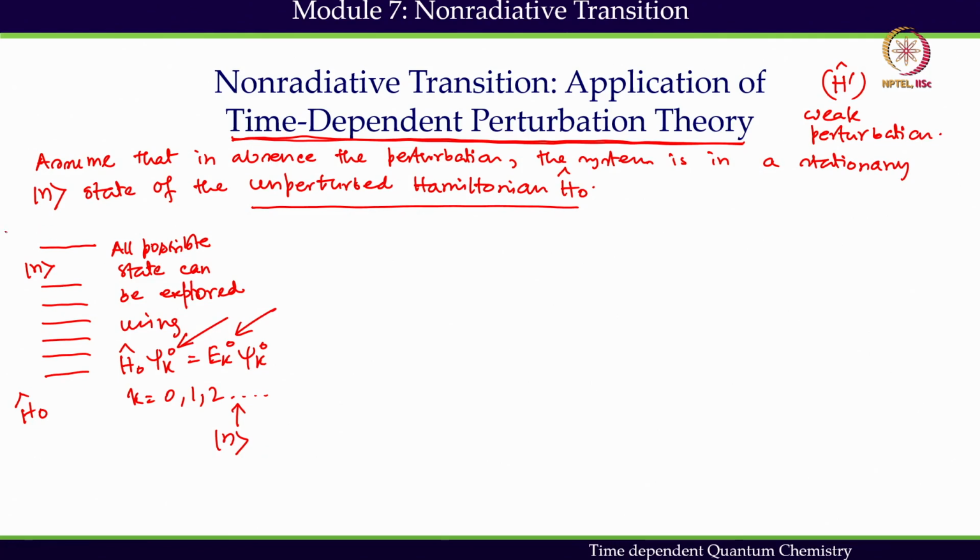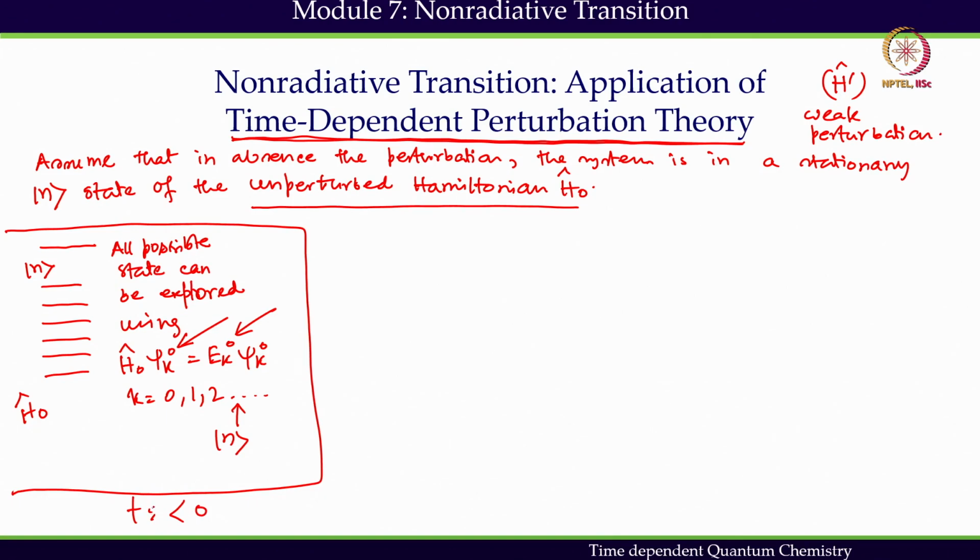This is something which is before t less than 0, which means I haven't started the perturbation, I haven't introduced the interaction yet. So all possible states can be obtained from this unperturbed Hamiltonian.